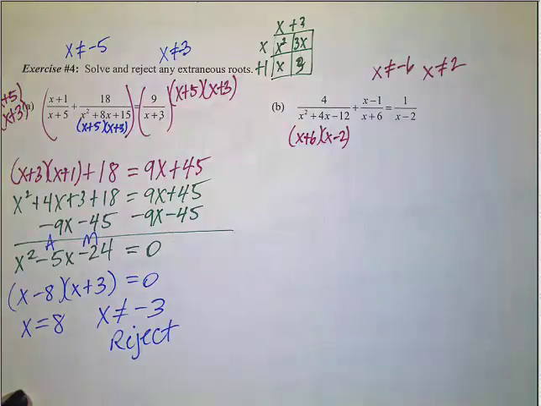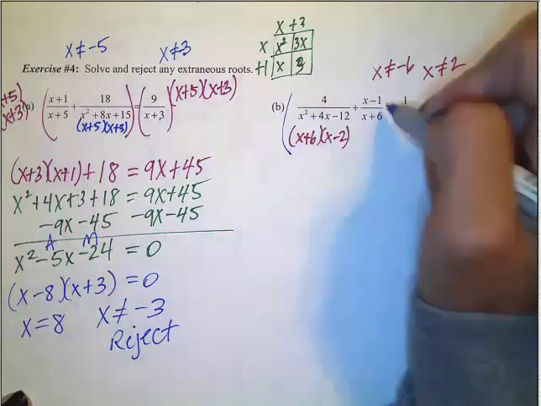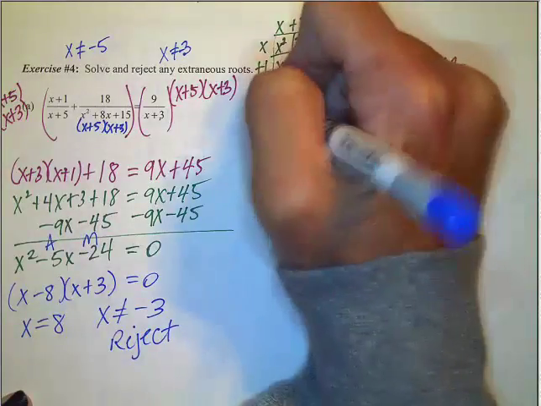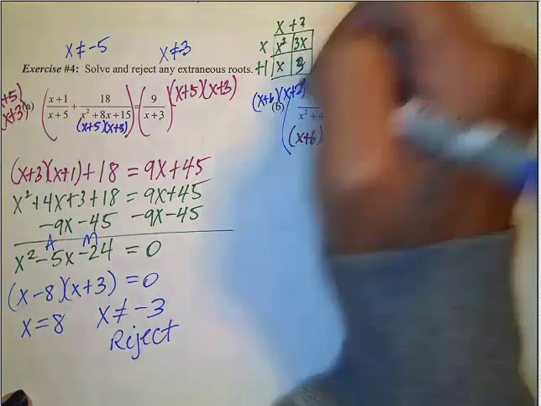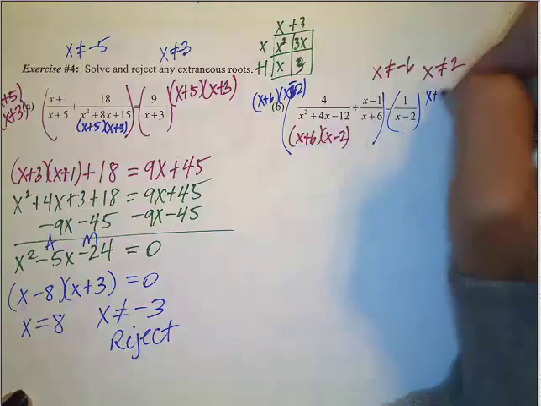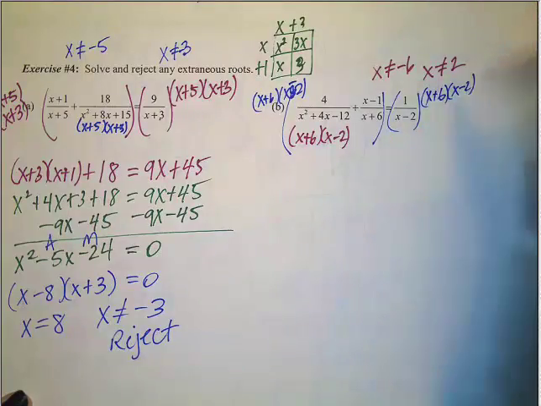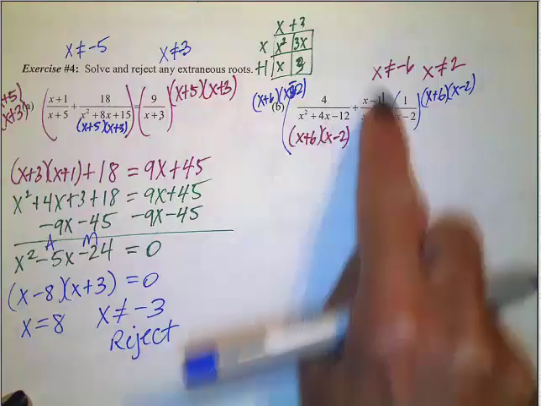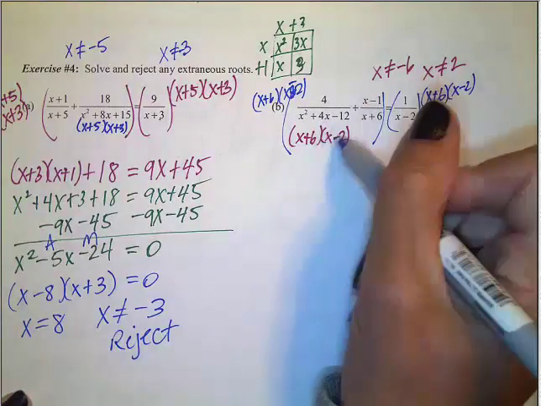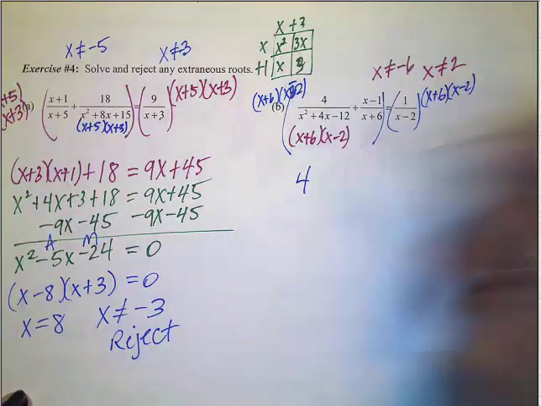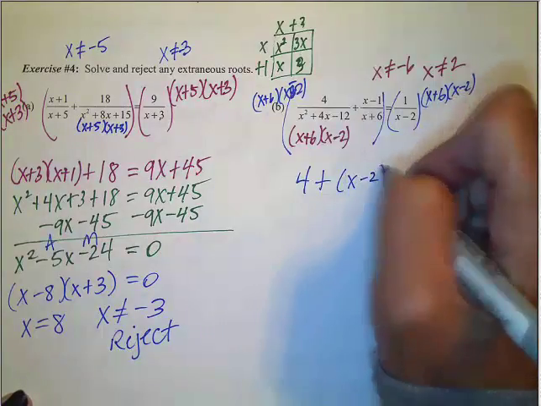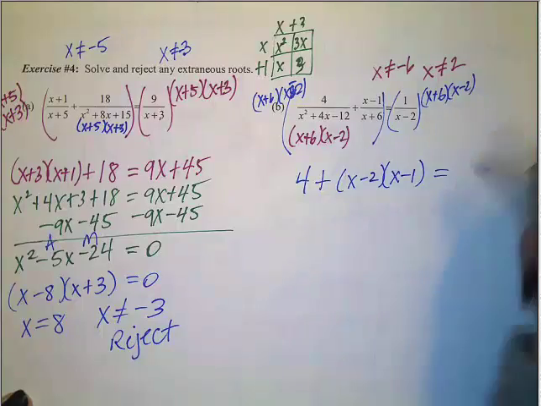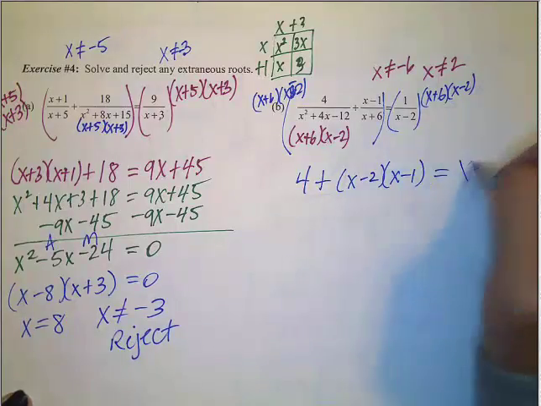So my common denominator is both prime factors. So multiply the left side by x plus 6 and x plus 2, and the right side. Oh, that should be a minus 2. X plus 6 and x minus 2. Again, hopefully you can see the distribute now without writing it out. So these both divide, so I get 4 plus the x plus 6's divide, so I have x minus 2 times x minus 1 equals the x minus 2's divide, so I have x plus 6.